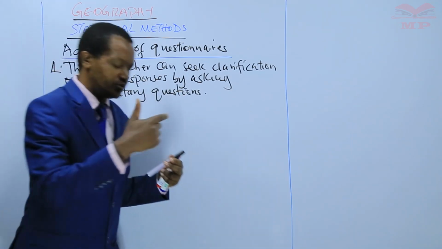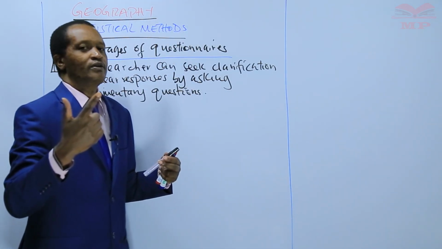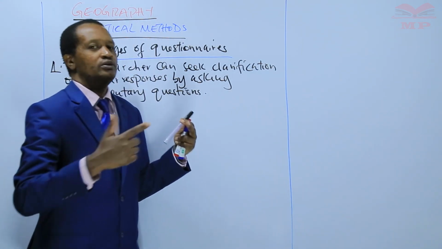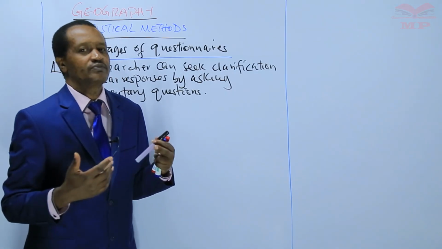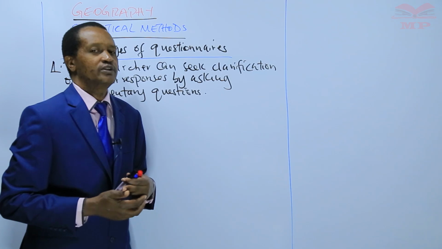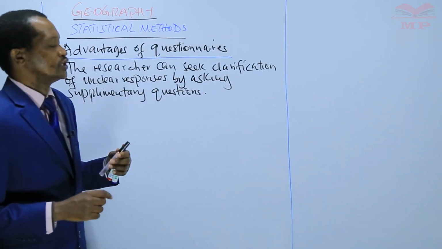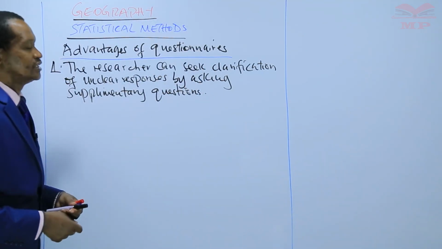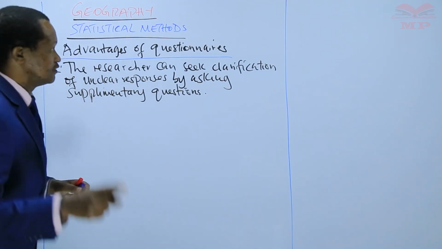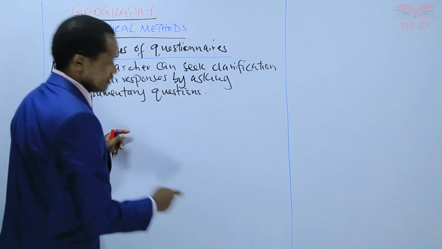Okay? For example, let me use the questions we gave last time. We gave examples of questions like, which of the following products are sold in the market? We gave another example. How far do your customers come from? So if the answer is not clear to the researcher, then the researcher can ask supplementary questions. That's one advantage of using questionnaires as a method of collecting data.